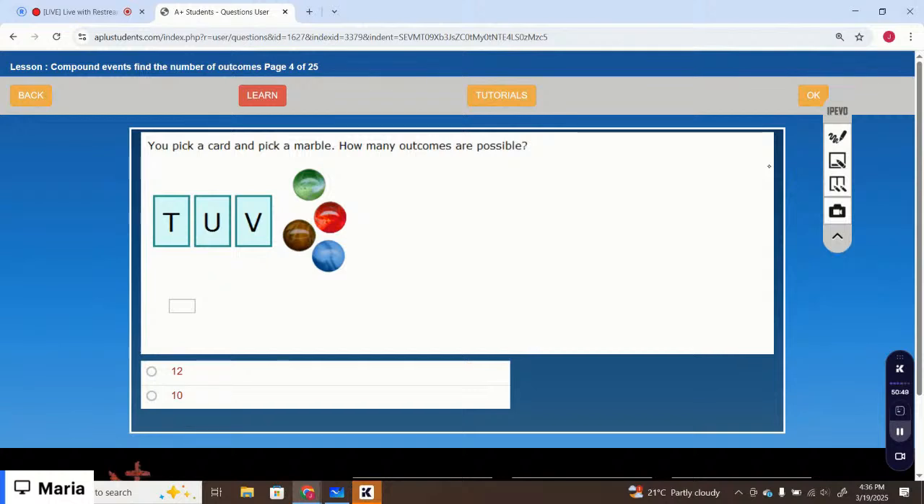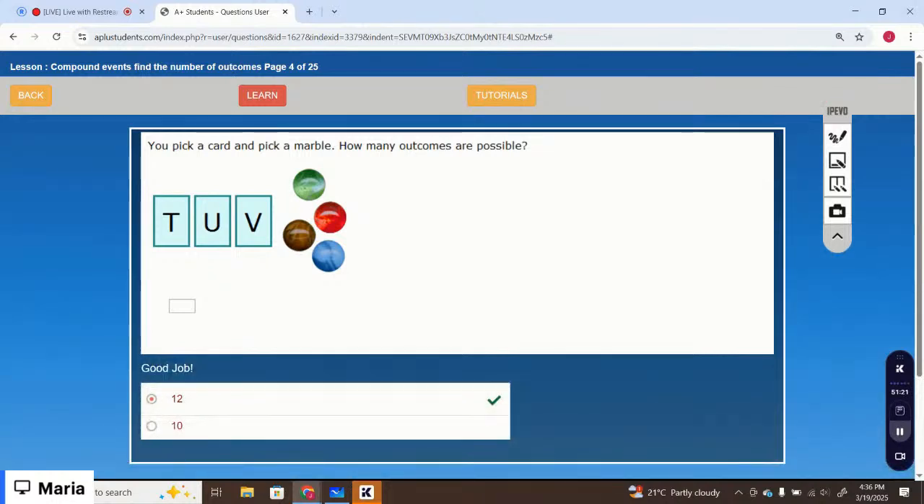You pick a card and pick a marble. How many outcomes are possible? Option number 1 is the correct option.